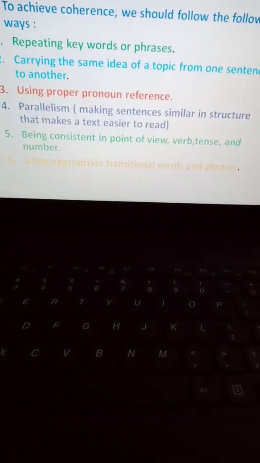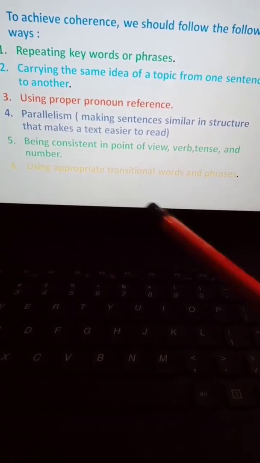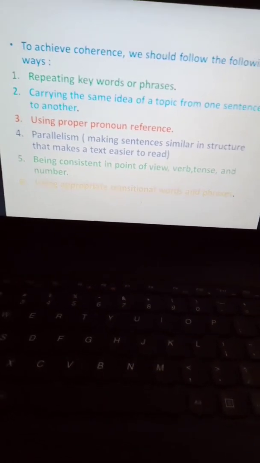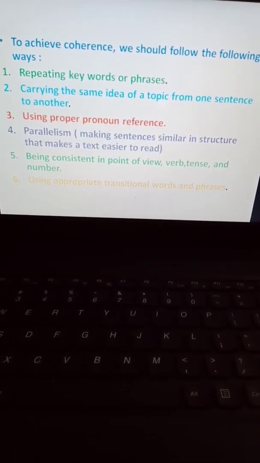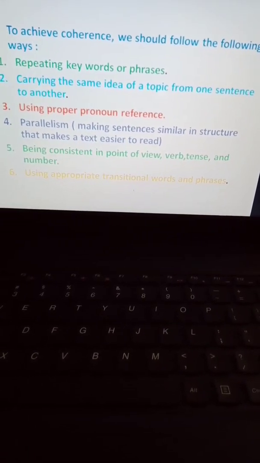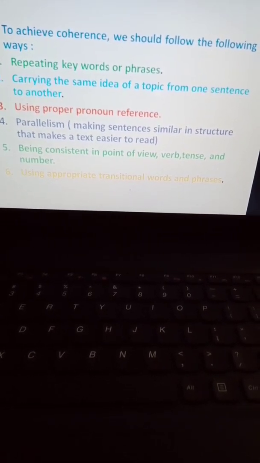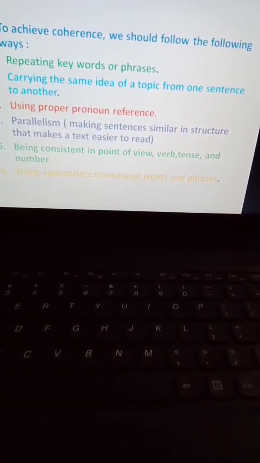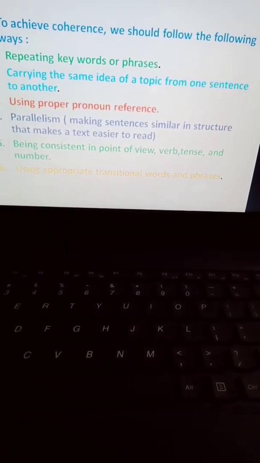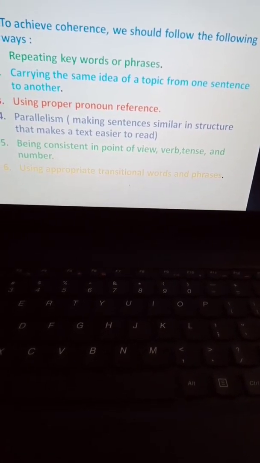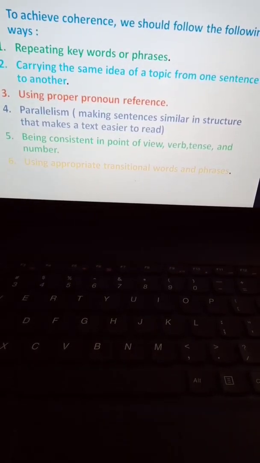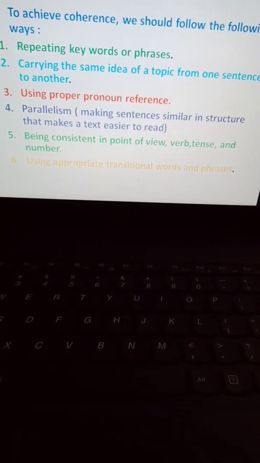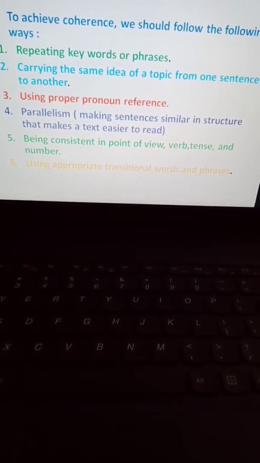But how do you achieve coherence? So that is why you should follow the following ways. Number one is repeating keywords or phrases. Number two is carrying the same idea of a topic from one sentence to another. That means if you want to write a paragraph, after finishing the first sentence, in the second sentence you should carry the same idea of a topic that you have used in the first sentence. Number three is using proper pronoun reference. So you should use proper pronoun reference to make the paragraph clear to the reader.